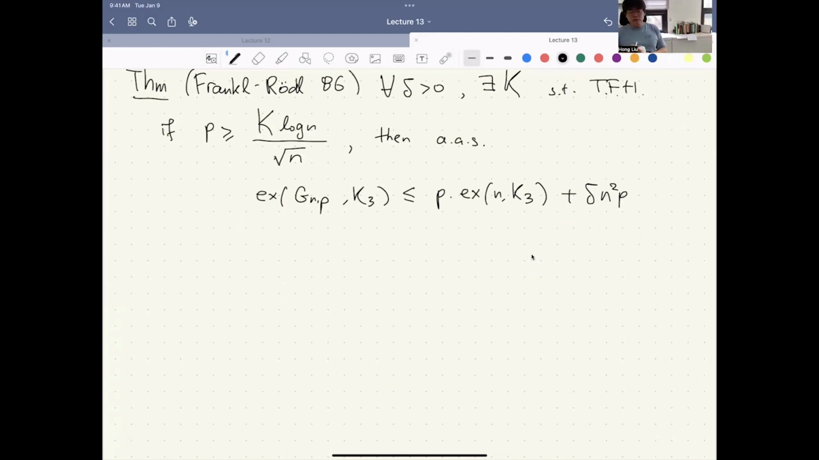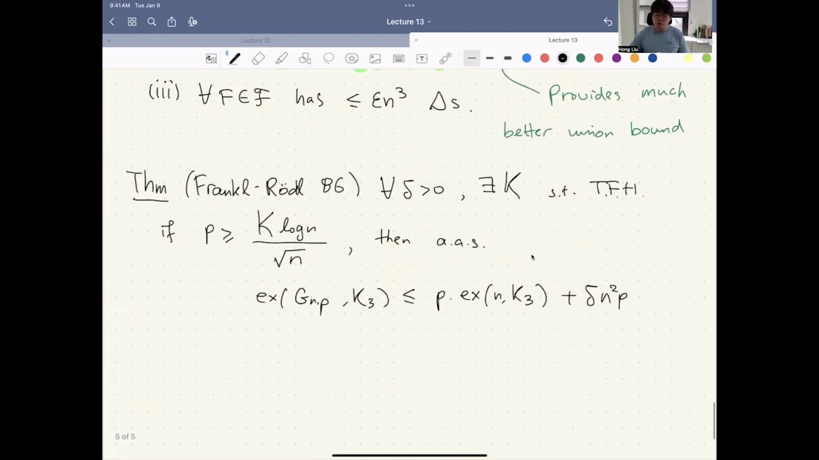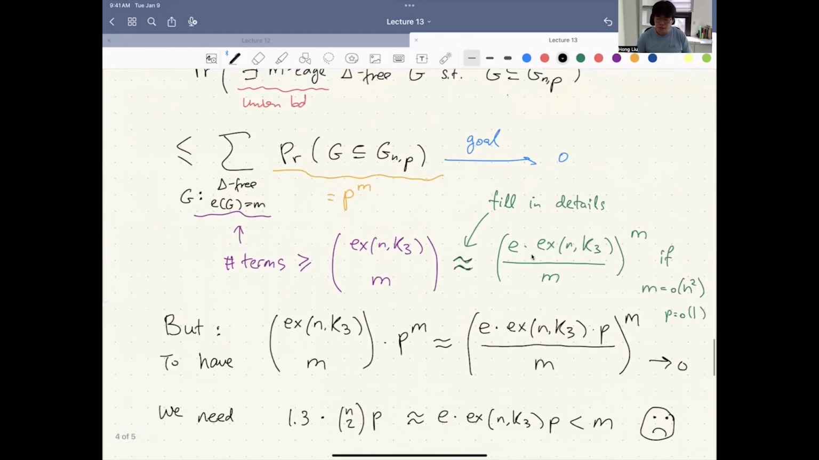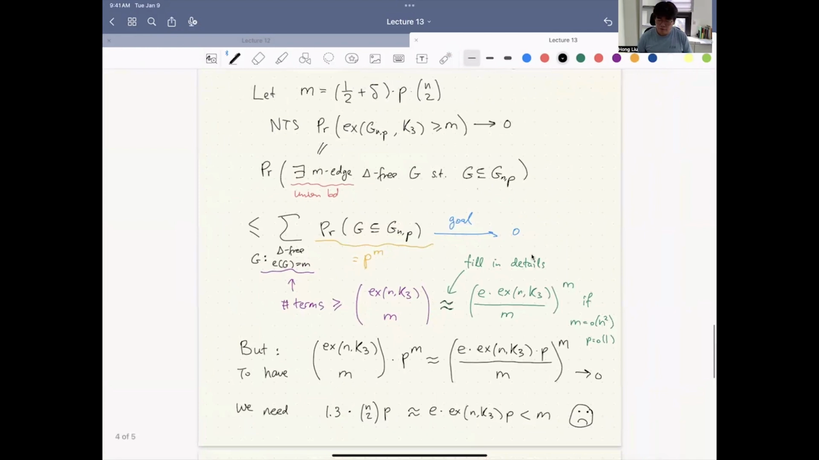So to prove this, basically we want to do this union bound calculation. We do the same analysis, but instead of taking the union bound over all triangle-free m-edge graphs, now we can use very few containers to do the union bound.